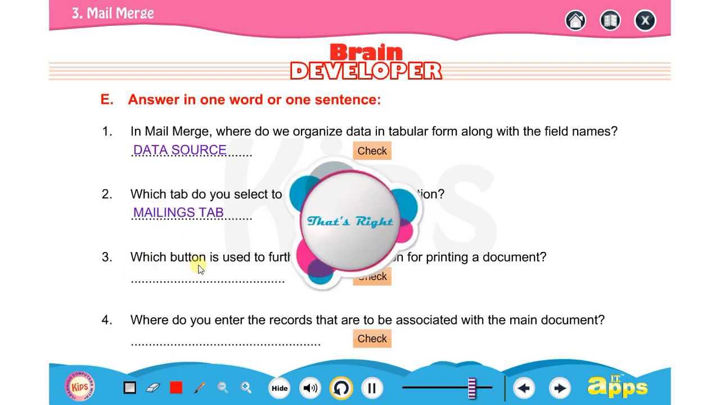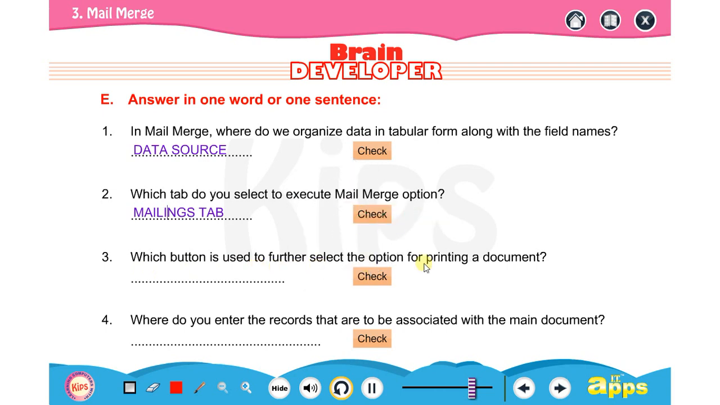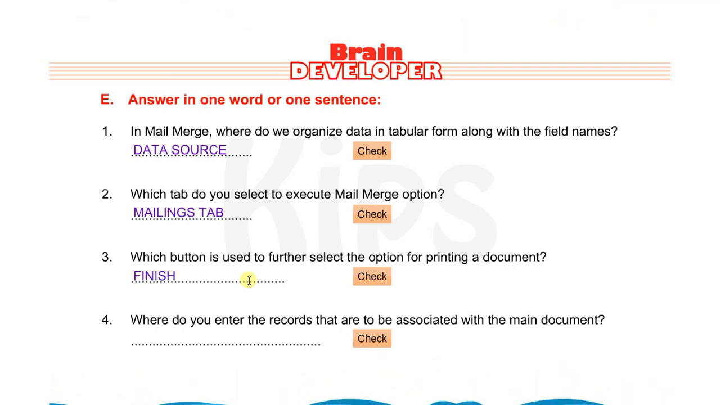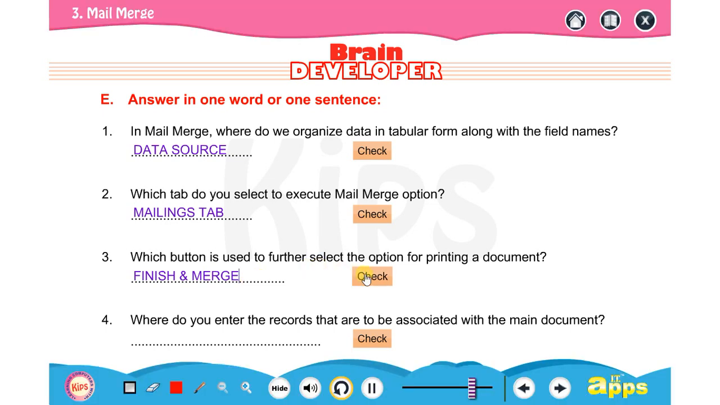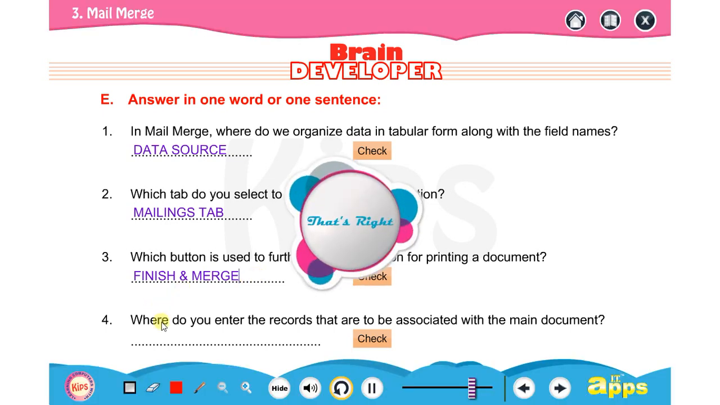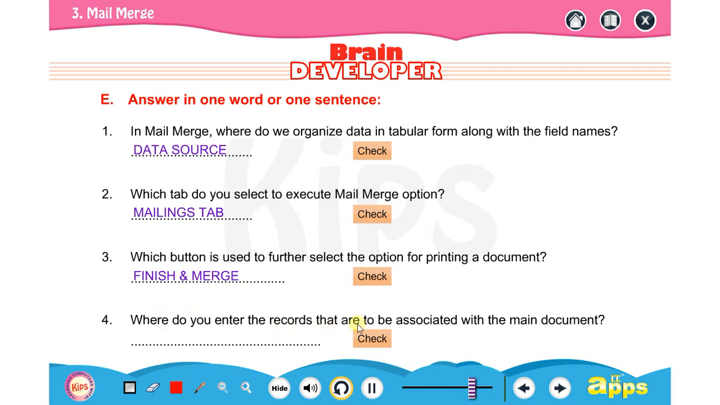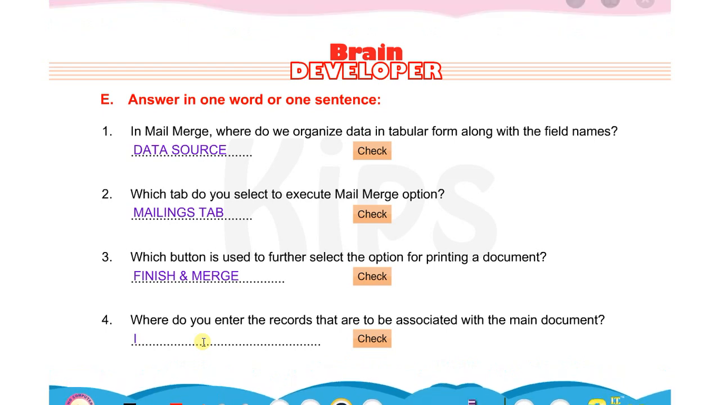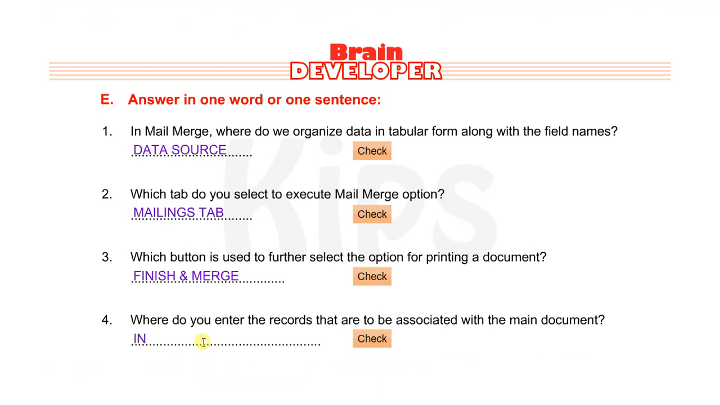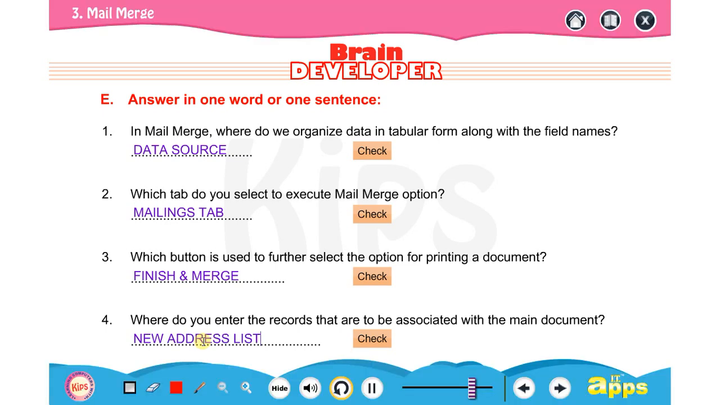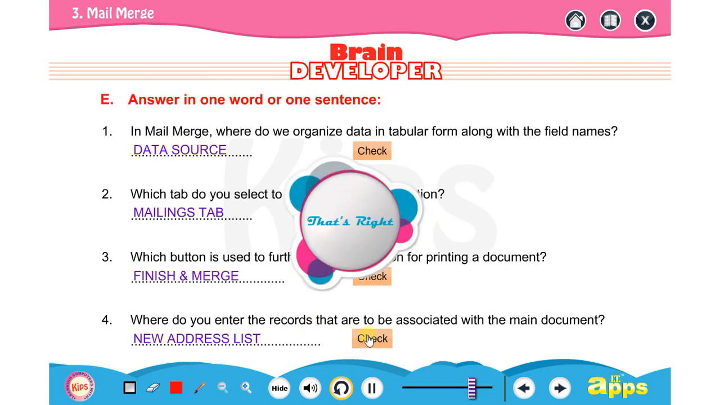Correct. Third, which button is used to further select the option for printing a document? It is finish and merge. Check the answer. Correct. Fourth, where do you enter the records that are to be associated with the main document? So it is in new address list. Check the answer. That's right.